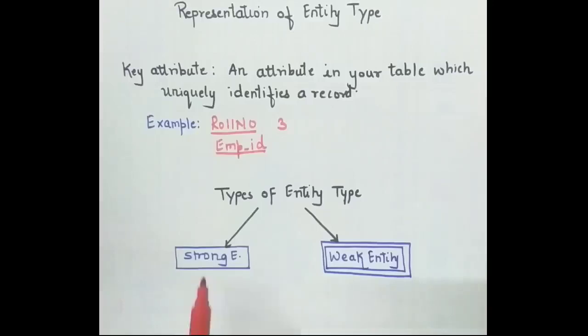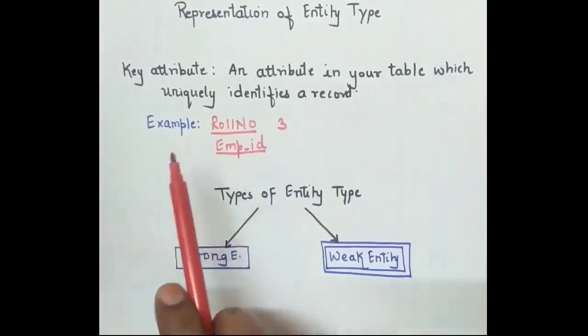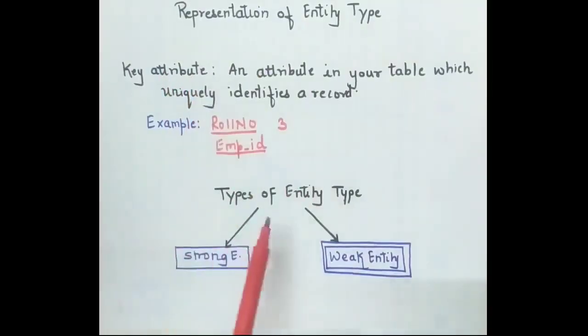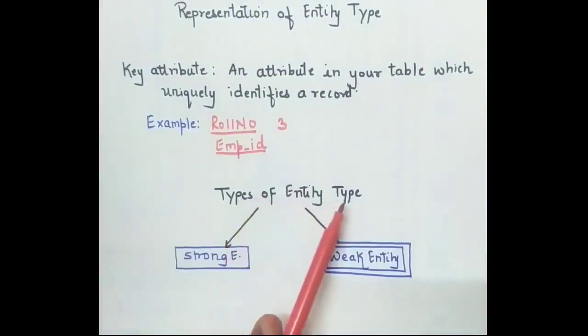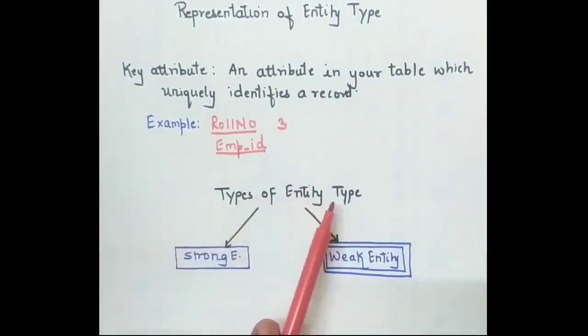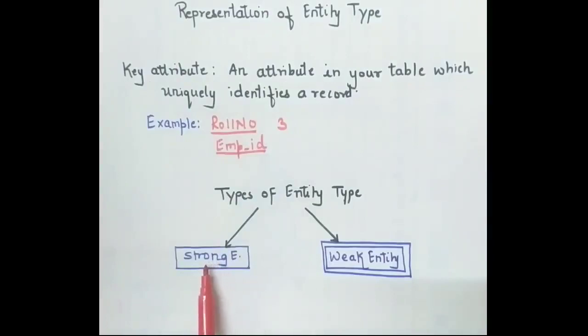I hope you have got the meaning of key attribute, right? Now, next see what are the types of entity type. Basically, entity type is classified as strong entity type and weak entity type, and here the key attribute plays a very important role in deciding strong entity type and weak entity type.